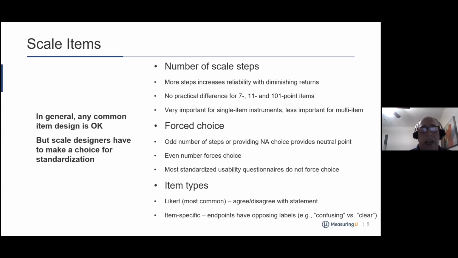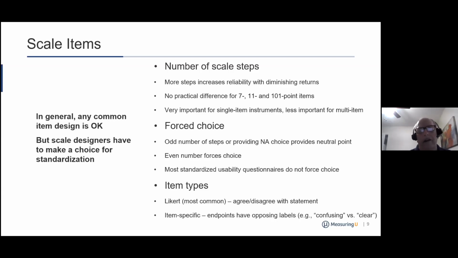And it is the case that most standardized usability questionnaires use an odd number of steps, because in most cases, neutral is considered a valid sentiment to hold. If you don't have it there, then you push people out into sentiments that they may not actually want to express.